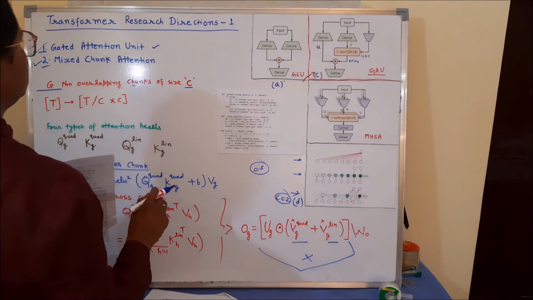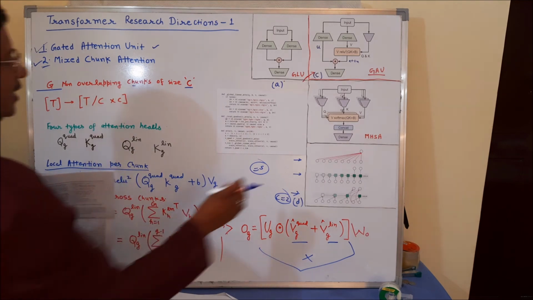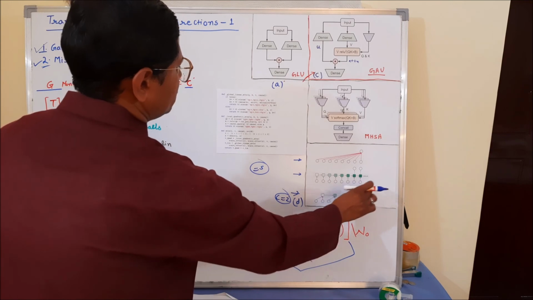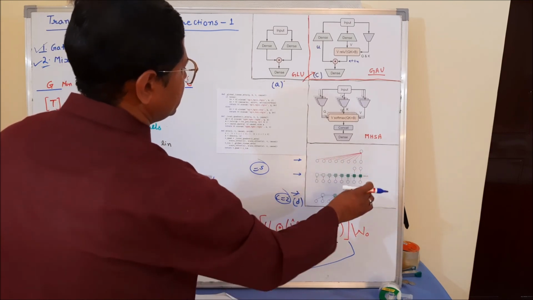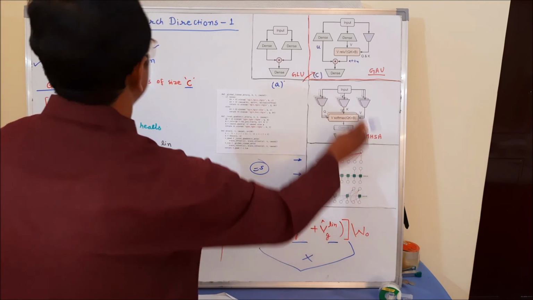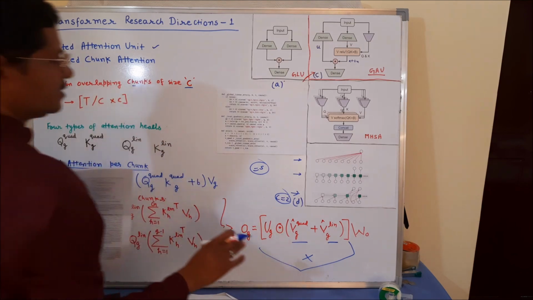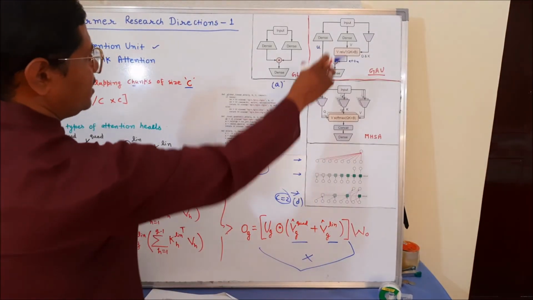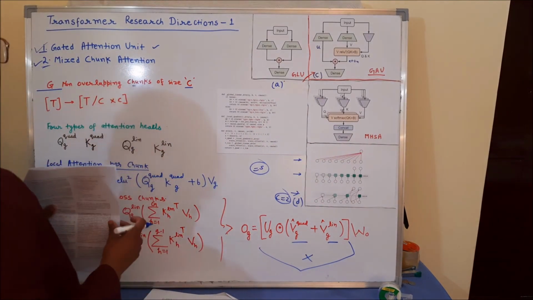In the mixed chunk attention, the mixing they have made is that instead of taking everything globally, they have created small chunks, and then locally and globally they calculated the attention, like the process applied in the gated attention unit. Then they combined those attentions and calculated the final attention. So this is the mixed chunk attention process.